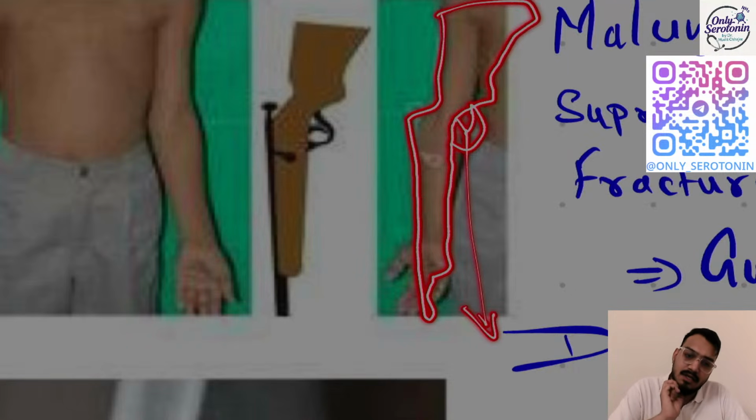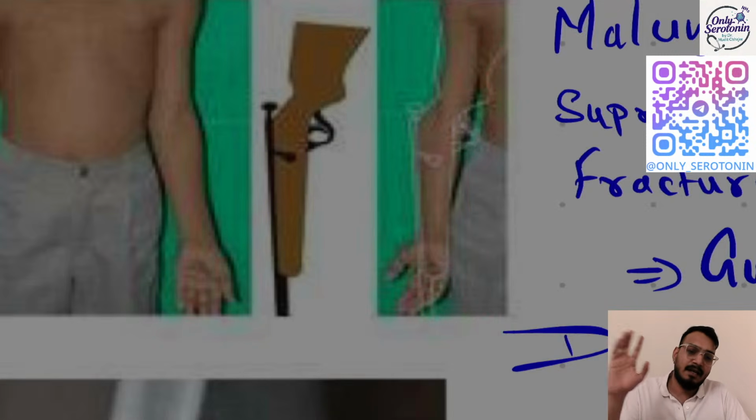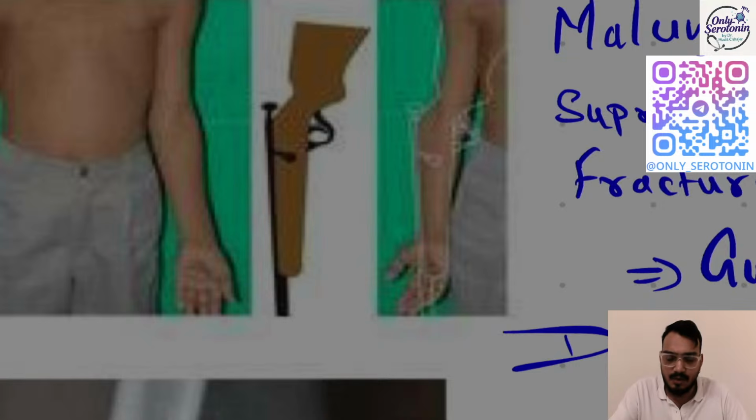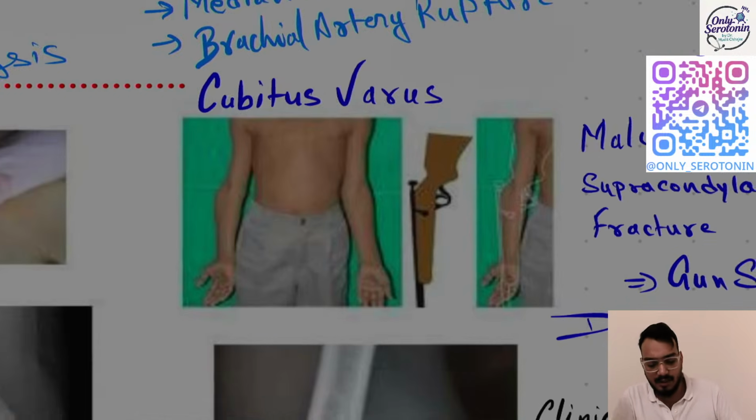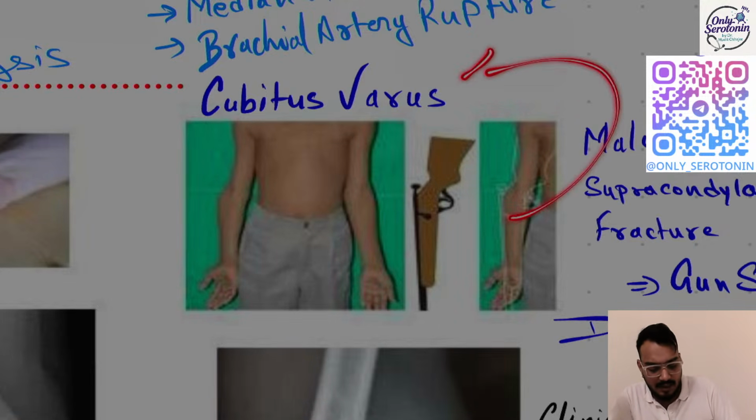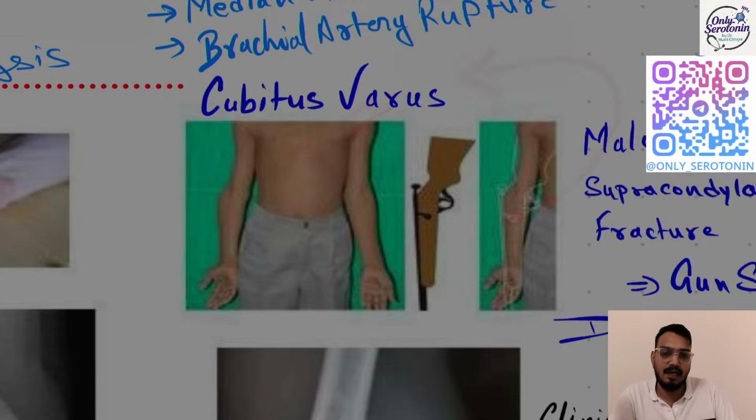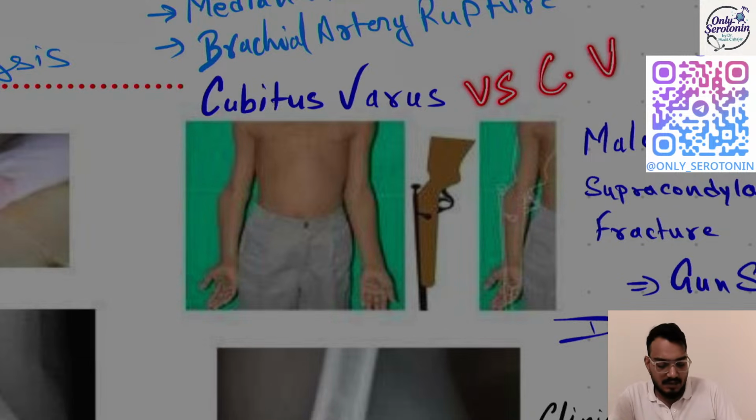We call it what, guys? Gun stock deformity. When will this happen? At the time of healing of this fracture, the person will have malunion. Because of that, you will have gun stock deformity. The clinical name is what, guys? The clinical name is cubitus varus. You should know the difference between cubitus varus and cubitus valgus. This will be your exam question.